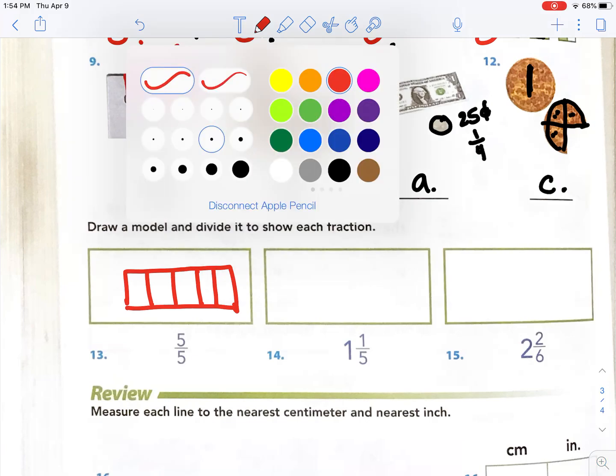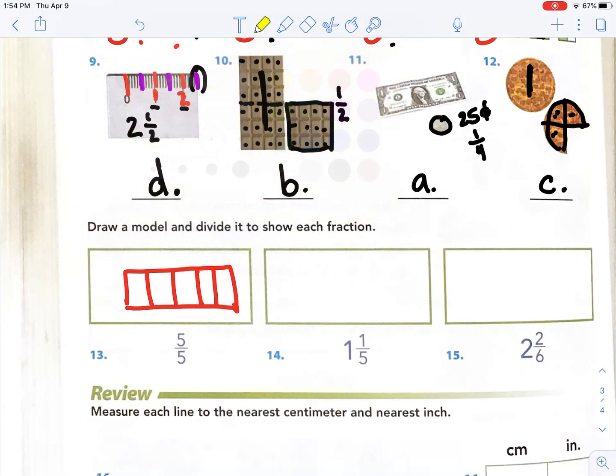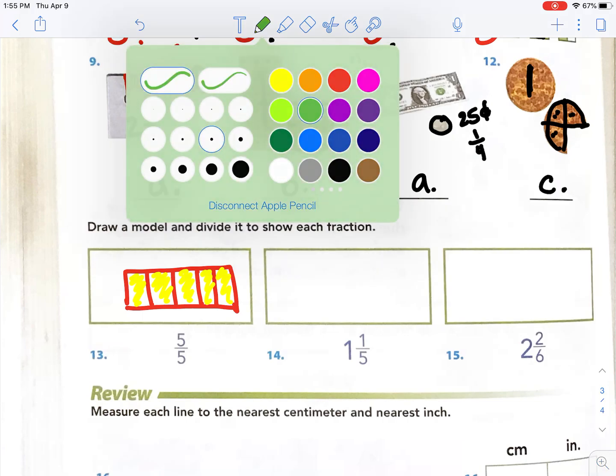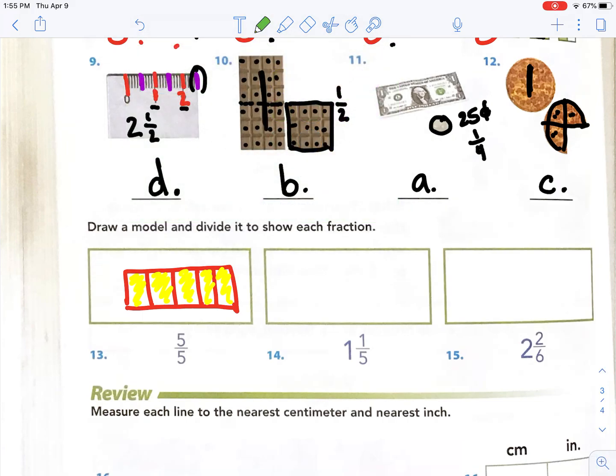And they're not perfectly equal, but I'm going to color it in. 5 out of 5. 1, 2, 3, 4, 5. Okay, you can make this choice. You don't have to do what I did. But I just wanted to show you so you make sure you're clear and you're on the right track.